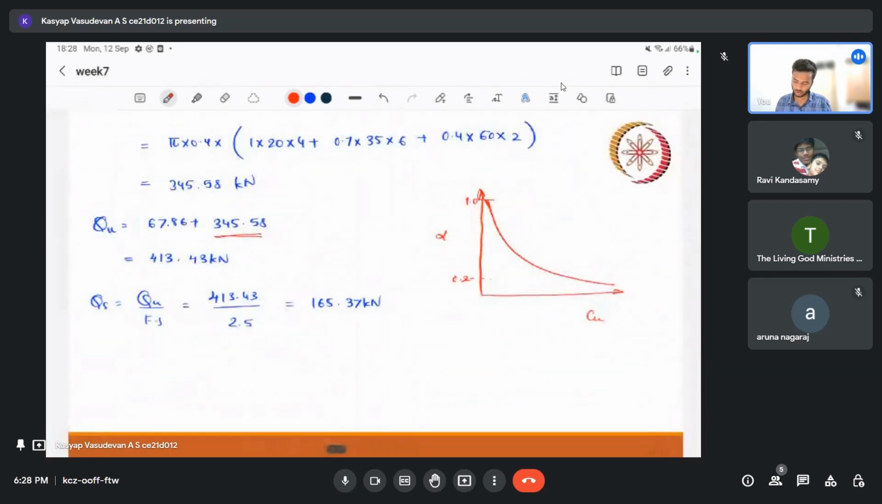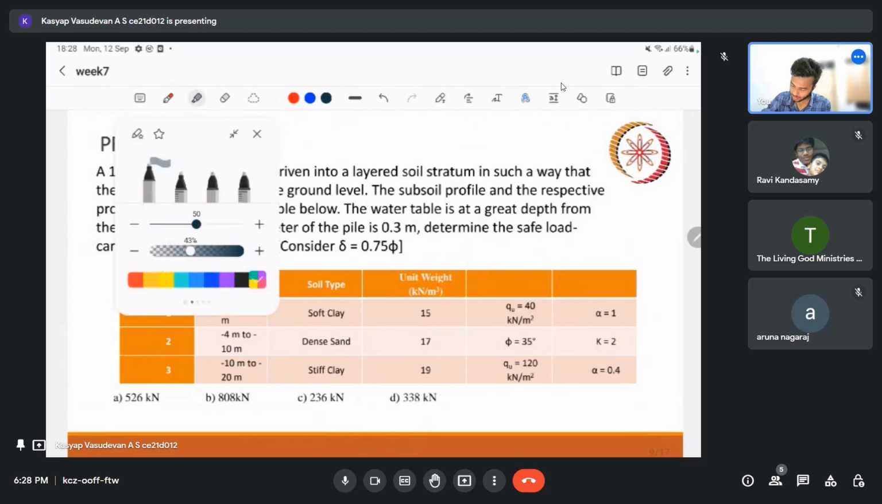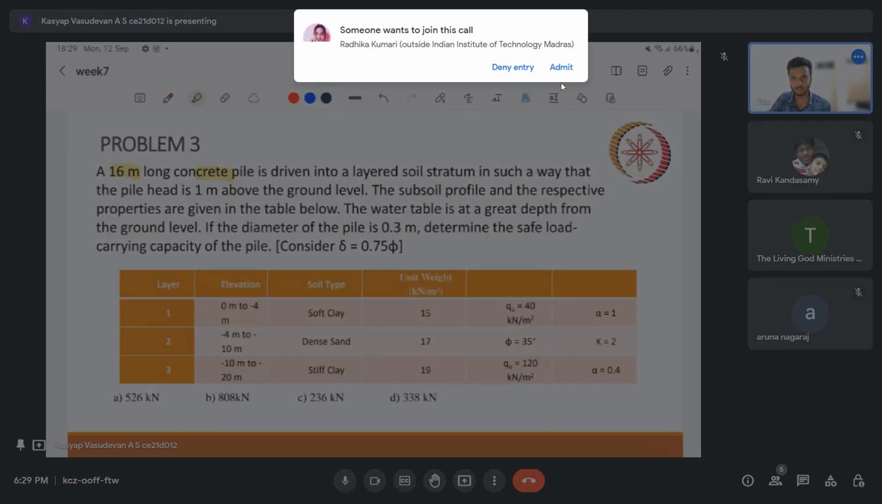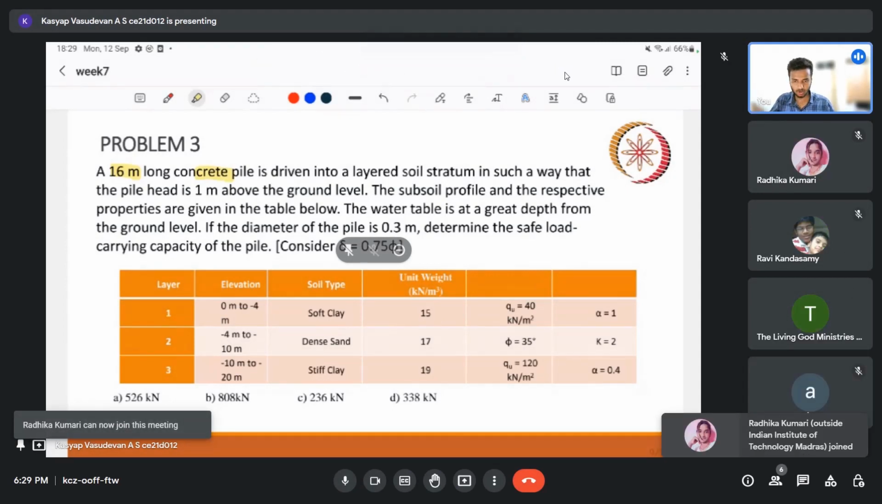Let us solve one more similar problem, but here we have a sand in between. Just to show how things change, let us check this out. Here we have a concrete pile 16 meter long, in a layered soil stratum. This is significant because realistically, in the field we can have any sequence of soil; it need not be clay alone. It could be sand, clay, in any order.